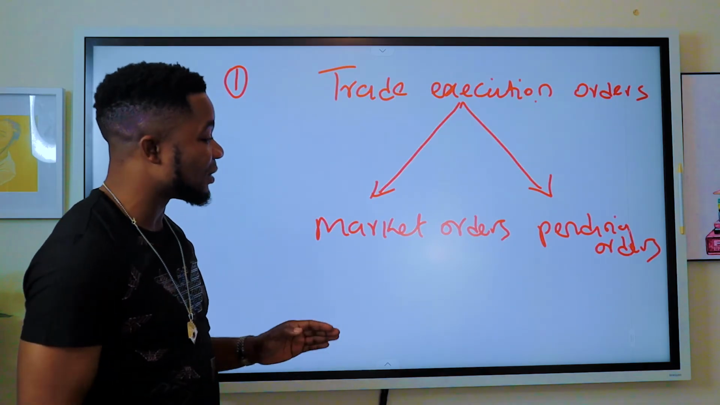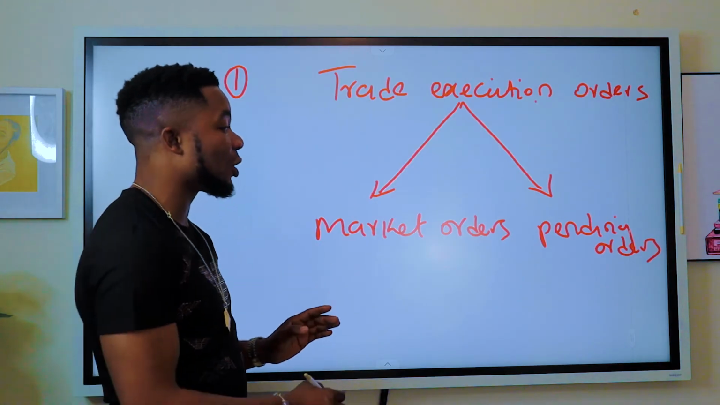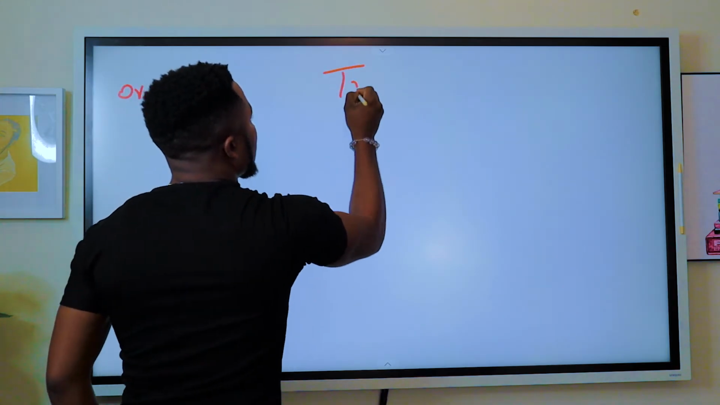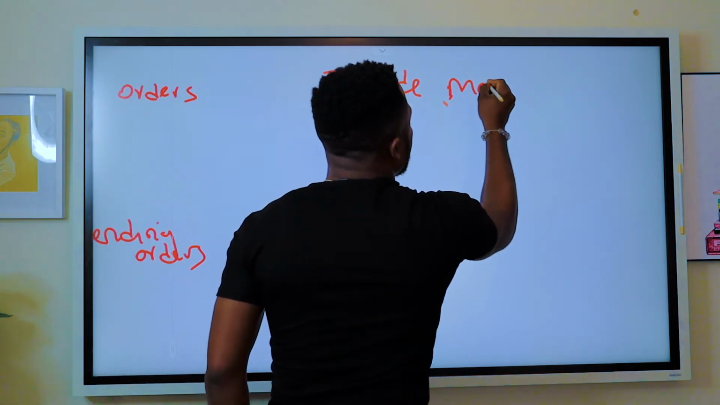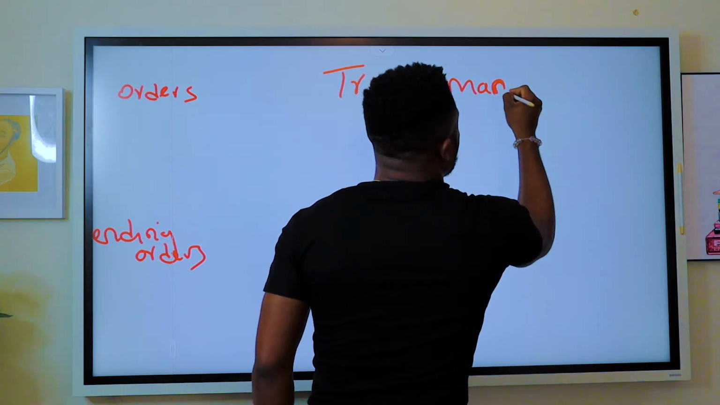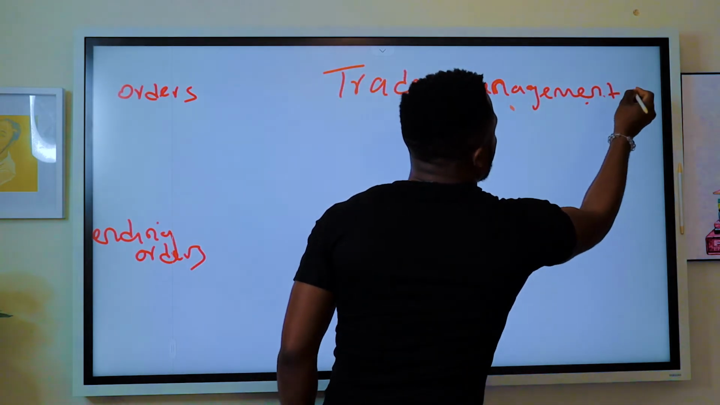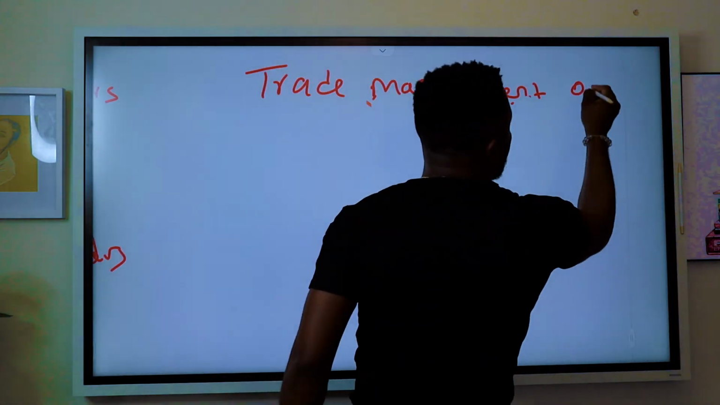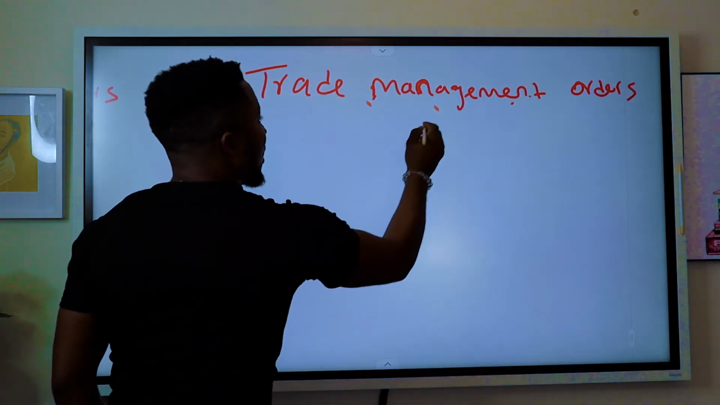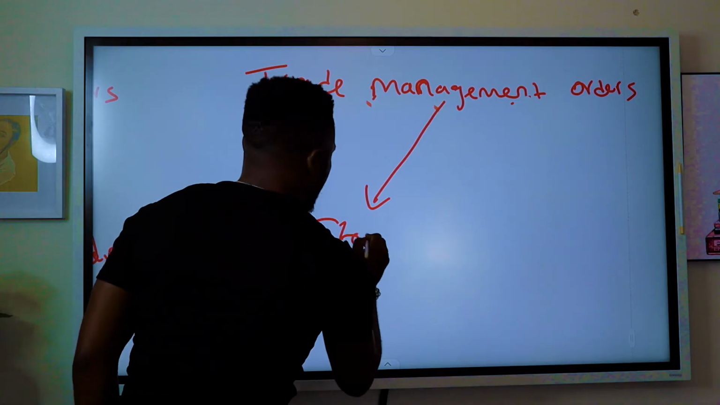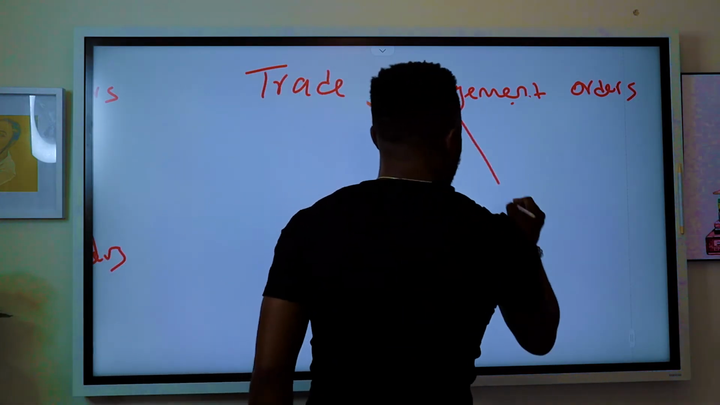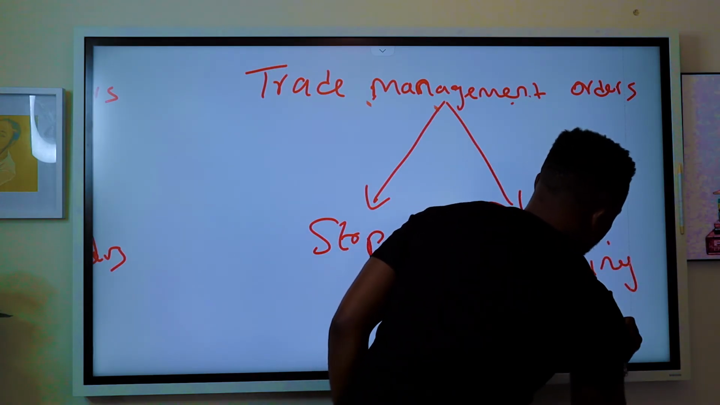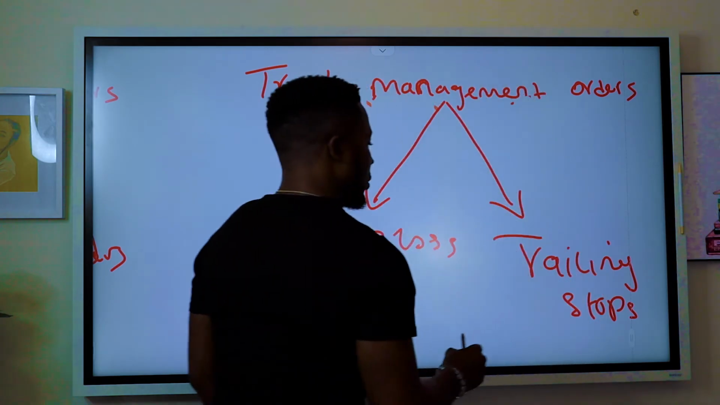But after the trade has been executed, we have another one which we call trade management orders. Under trade management orders, we have what we call the stop loss, and we also have what we call trailing stop. Trailing stops. All right? Trailing stop.